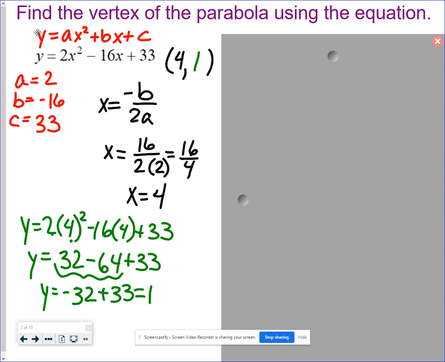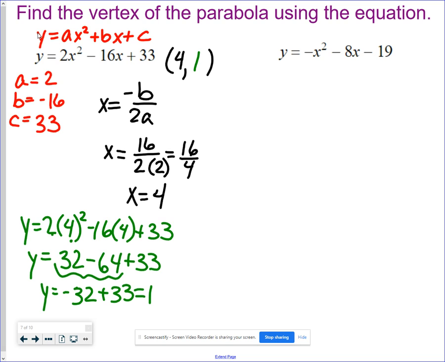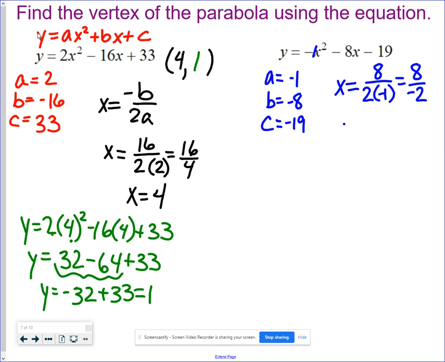Okay. Now, this one, I think we should be able to do a little bit faster. Again, I have my A, B, and C listed over here for where to find them. So let's find my A, B, and C in this problem. The A, I don't see a number in front of the x squared, but you know that there's a 1 right there. So that's really a negative 1. B is negative 8, and C is negative 19. The axis of symmetry is the opposite of B. So the opposite of negative 8 would be positive 8, over 2 times a negative 1. 8 over negative 2 is going to give me, this time, that the x is negative 4.